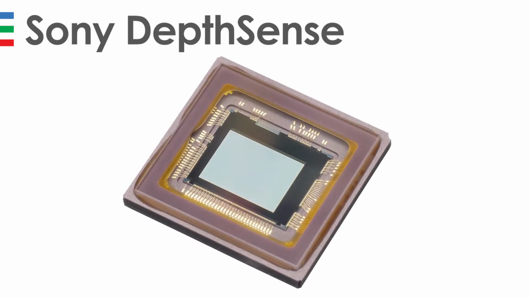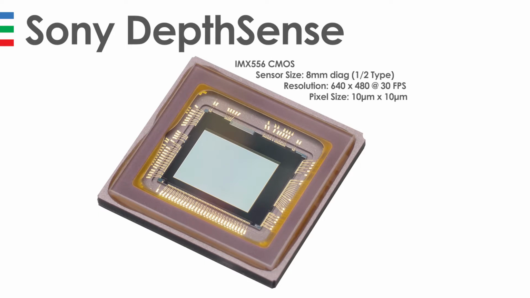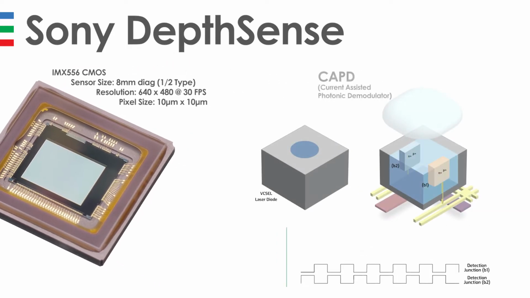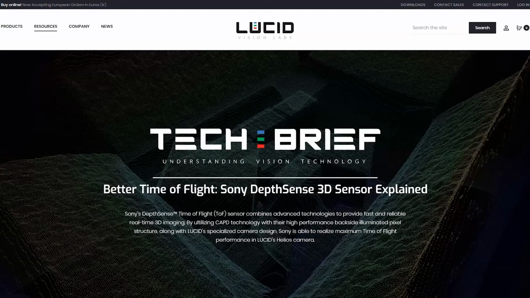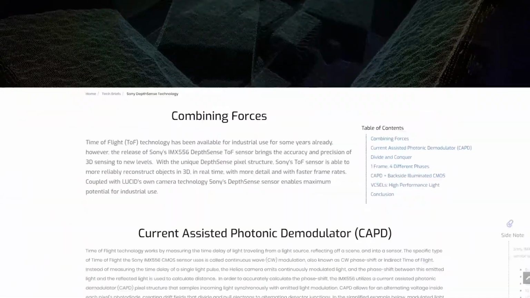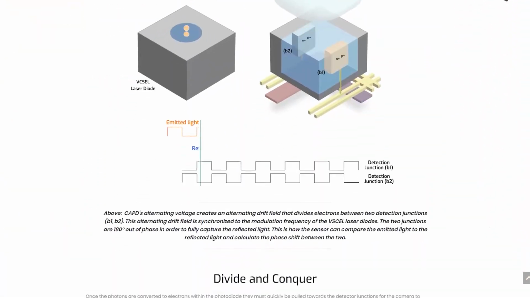Now there have been ToF sensors on the market for some time, but the latest to come out is Sony's IMX556 depth sense sensor. The sensor offers VGA resolution at 30 frames per second, along with excellent 3D imaging performance, thanks to its current assisted photonic demodulator technology, combined with their backside illuminated pixel technology. This results in high quantum efficiency and high demodulation contrast, both of which are needed to help produce high accuracy and precision in a 3D point cloud. For those looking for more in-depth information about how Sony's depth sense sensor works, we have a free tech brief on our website, so be sure to check it out.